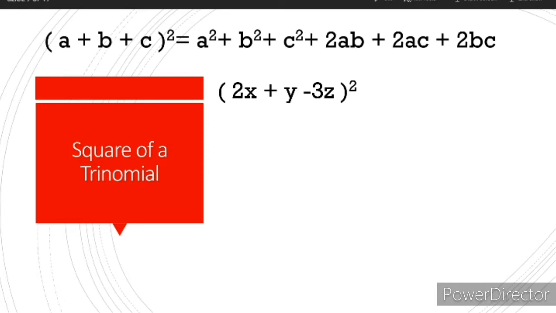Okay, let's have an example. We have quantity 2x plus y negative 3z squared.